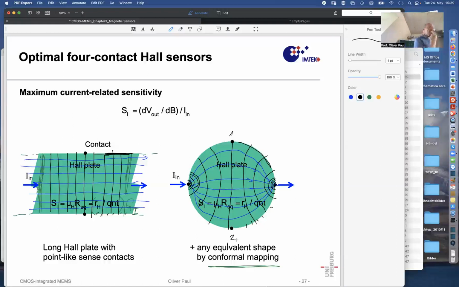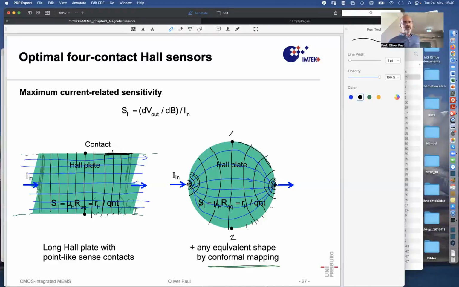So one of my PhD students did a lot of conformal mapping because we really wanted to know about these geometry factors as part of his thesis. And so that's interesting. Point contacts.